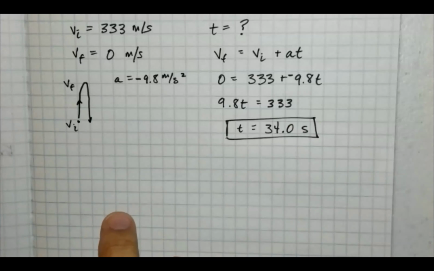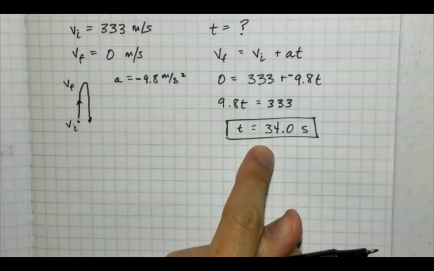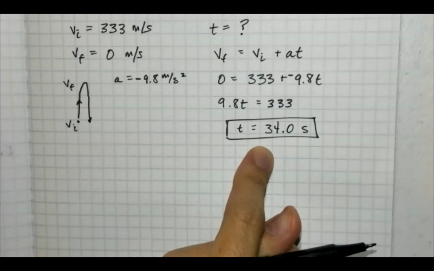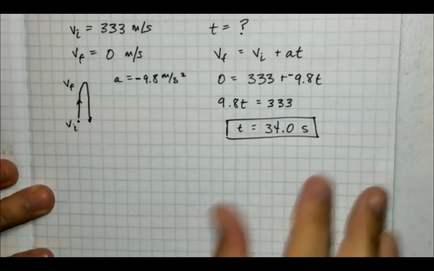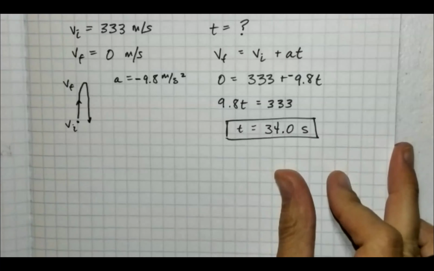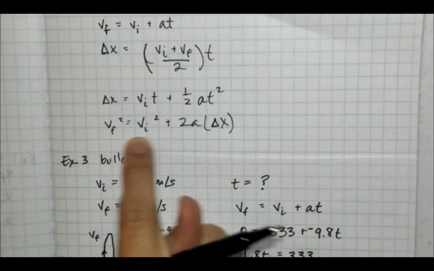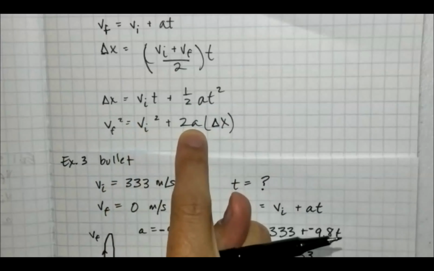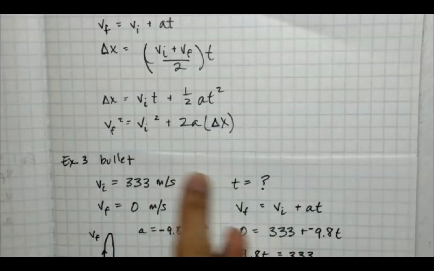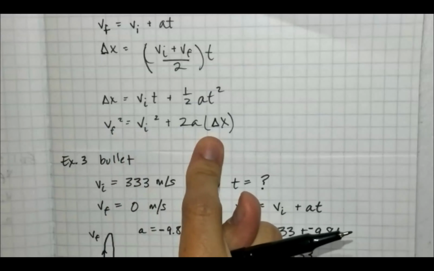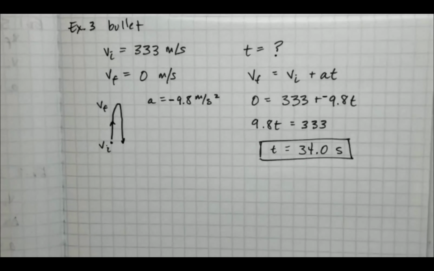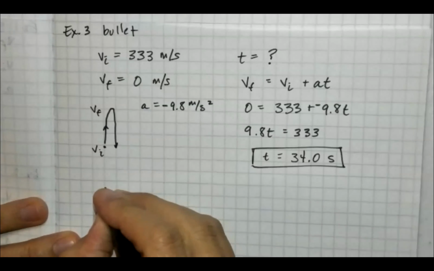The problem didn't ask this, but I'm kind of curious. I'm wondering, how far does that bullet actually travel if you shoot it straight into the air? It travels for 34 seconds, but how far does it go? So now I have a choice of equations that I can use because I've already solved for time. I think I'm going to use this bottom one because even though I've solved for time, if I can go back to my original values, I like to do that just in case I made a mistake somewhere. I'm going to write that equation down here.